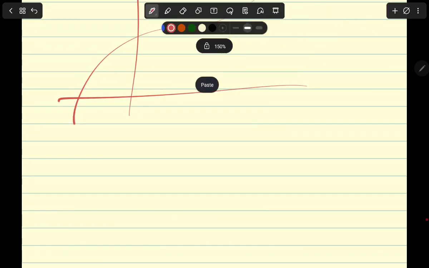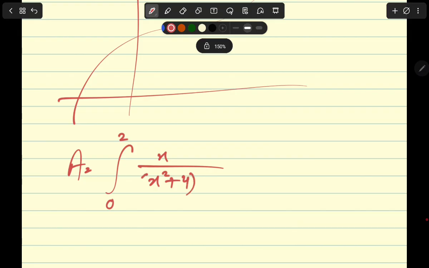However, the function inside of the integral is now becoming complicated. So now let's do it. Area is going to be equal to a definite integral from the limit 0 to 2, where the numerator is x and the denominator is x squared plus 4 whole thing to the power of 2, and dx. Now I can quickly see that the differential of the inner function is present in the numerator, so I can apply substitution. This is only a matter of recognition.